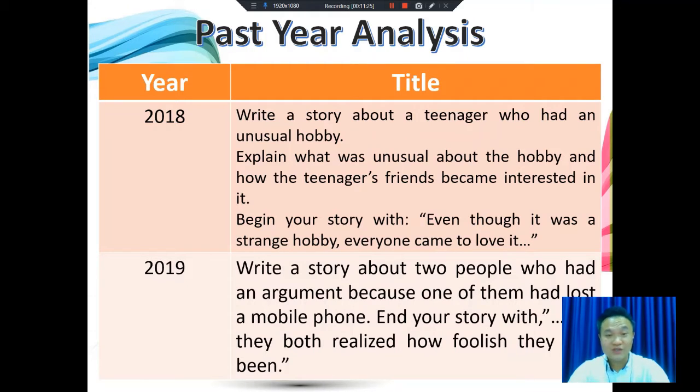Perhaps my suggestion, you can try to say one of the unusual hobbies will be like catching insects, which a lot of people are very scared to do, because I have a friend who loves to catch insects. So now goes to 2019, all right, write a story about two people who had an argument because one of them had lost a mobile phone. So you have to write a story between two people arguing with each other because one of them had lost a mobile phone. Okay, so end your story with "and they both realized how foolish they had been."